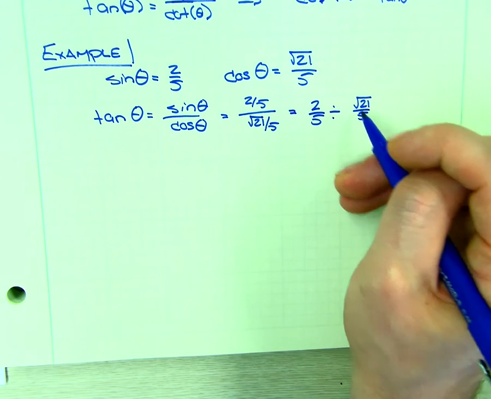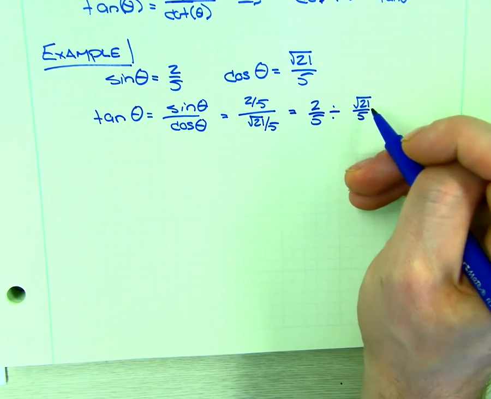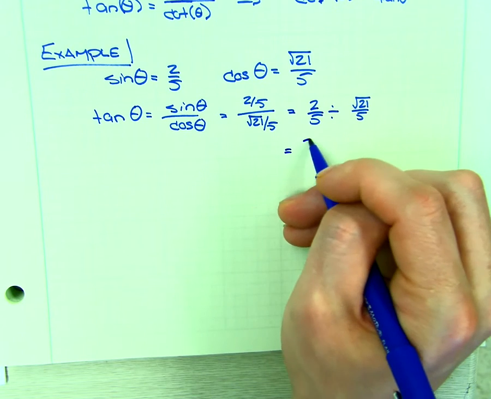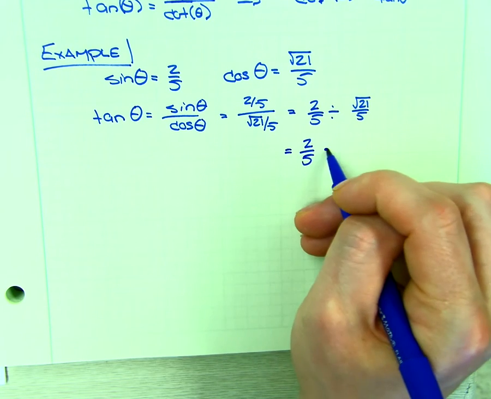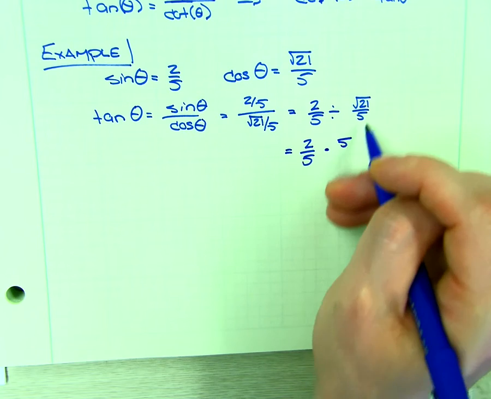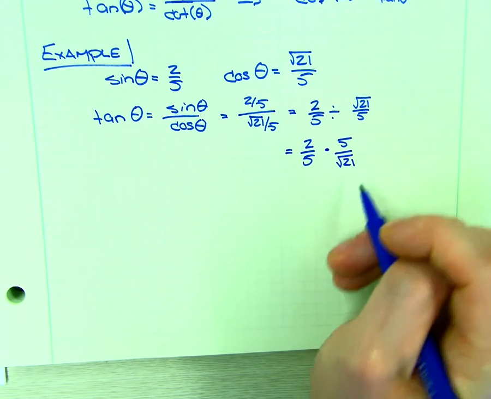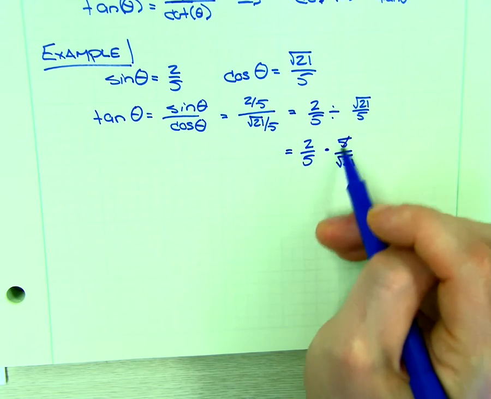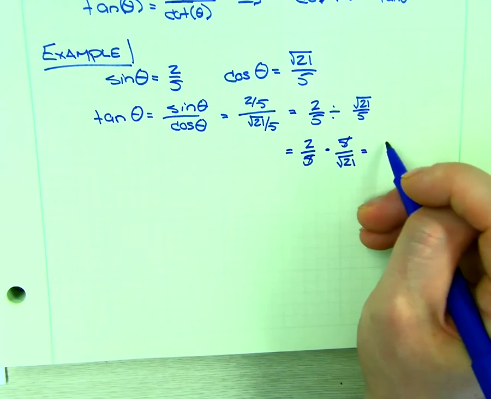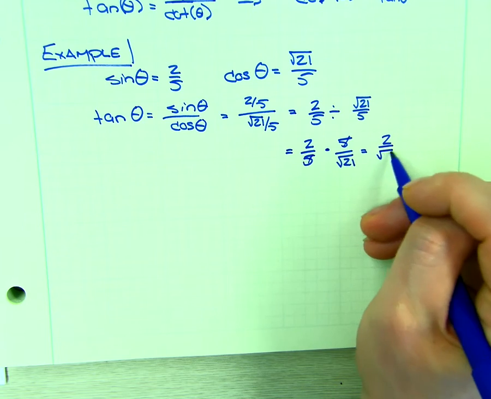Now this division sign, because I've got two fractions, I can flip the second fraction and turn it into a multiplication. So this is going to be equal to 2/5 times, instead of square root of 21 over 5, 5 over square root of 21. Now the 5's cancel, and I just end up with 2 over the square root of 21.